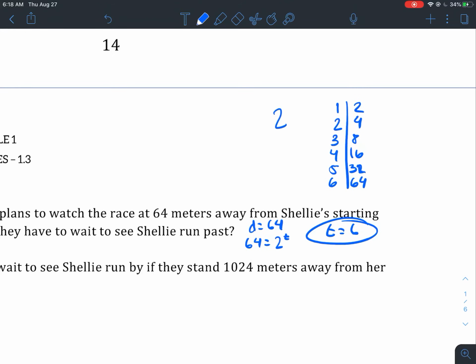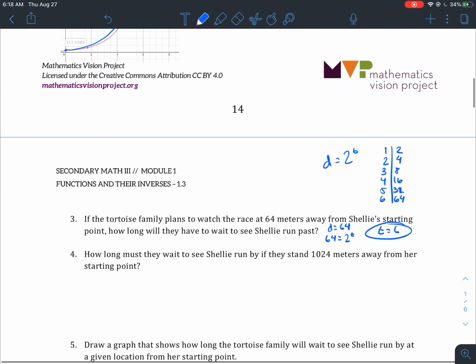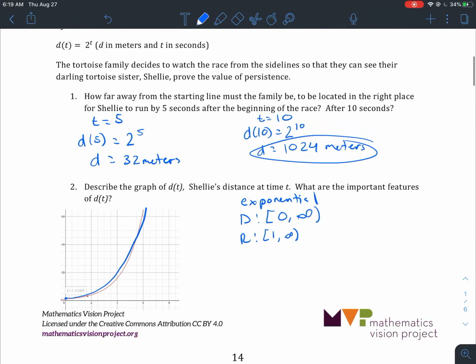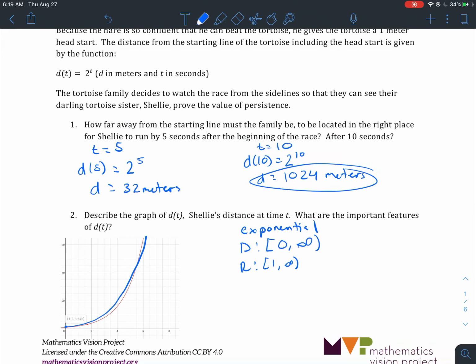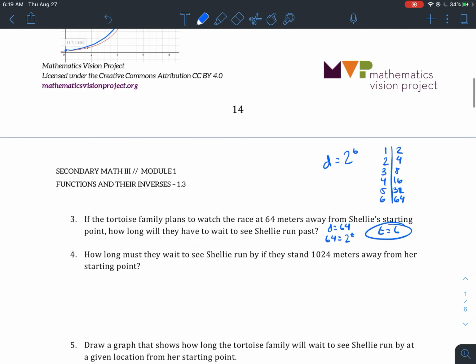So I just did that by making kind of like a little function table of this function. How long must they wait to see Shelley run by if they stand 1,024 meters away? Well, you know what we can even do, let's look back here. If they stand 1,024 meters away, they're going to have to wait 10 seconds.